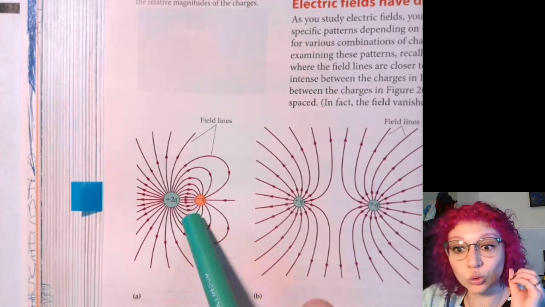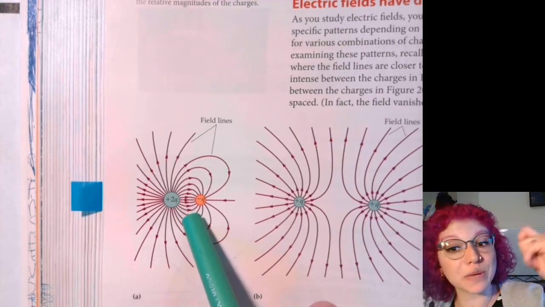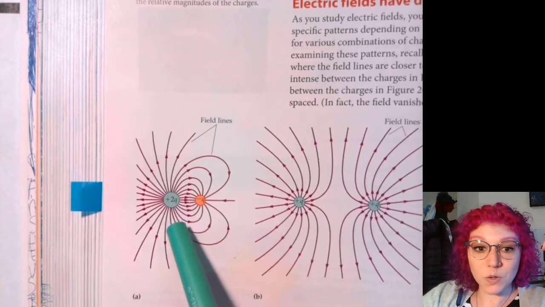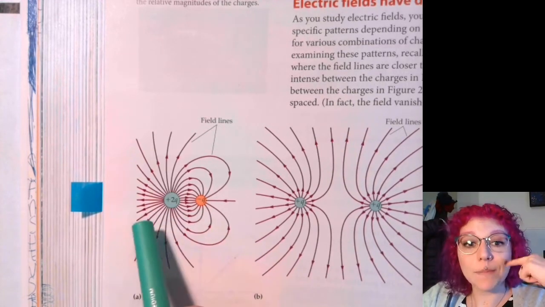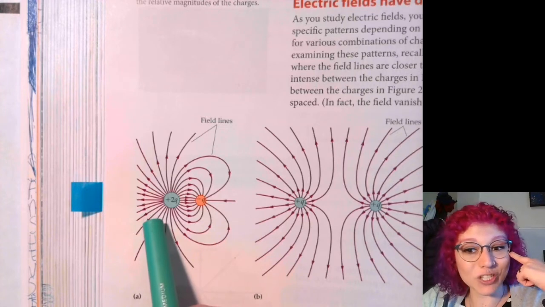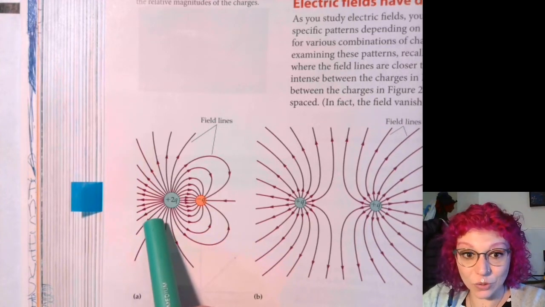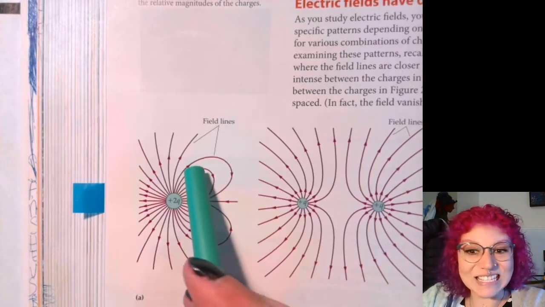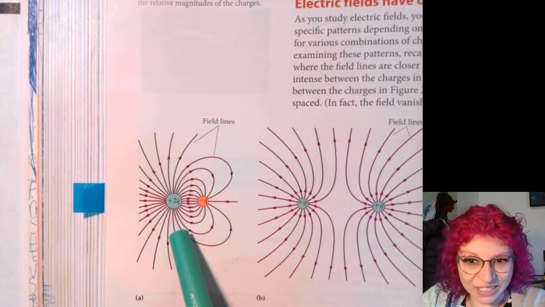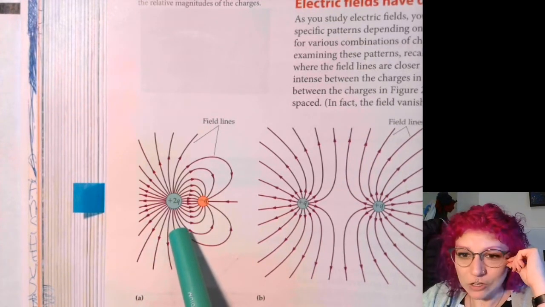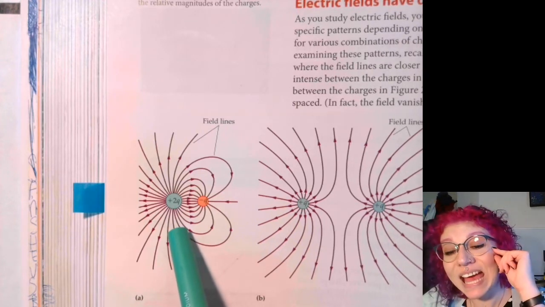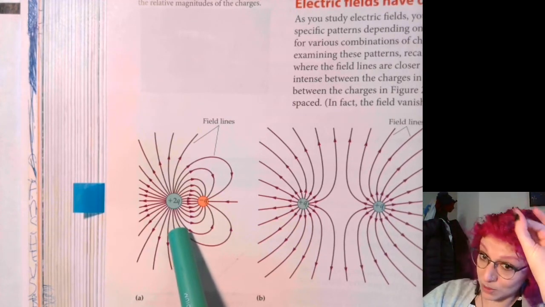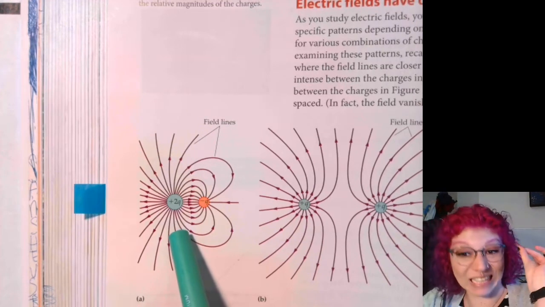And finally, we know that the magnitude of the charge matters. Think back to Coulomb's law. The bigger the Q, the bigger the force, right? So this is an example where we have opposite charges, but one charge, the positive charge, is double in magnitude. So look at the density of these field lines. Again, these interactions have characteristic shapes, and that is super important for when we think about electronics.